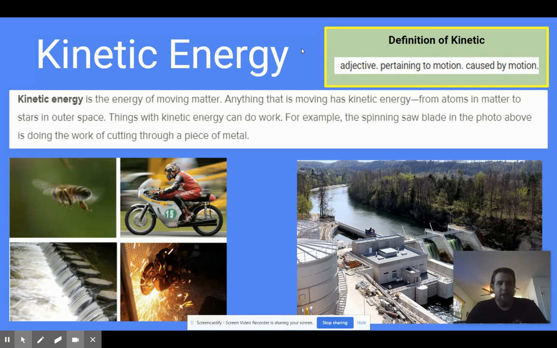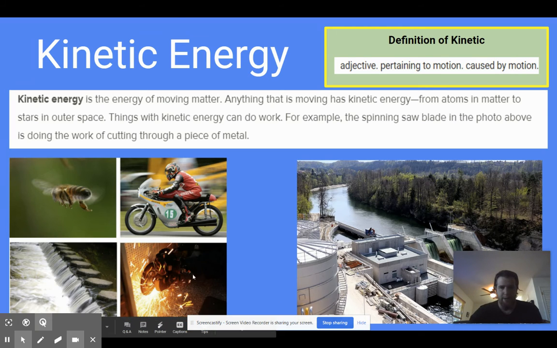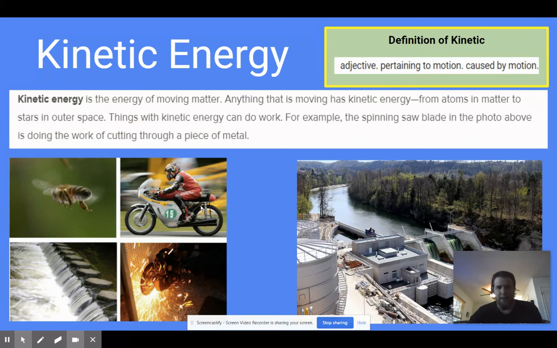Things with kinetic energy can do work. For example, they have it here, the spinning saw blade, which is doing work against the metal. This guy is doing work in his motion on the motorcycle. As water flows through the hydroelectric dam on the right here, it spins turbines, which creates energy. The key with all of this is that kinetic energy is the energy of motion. If something is in motion, it has kinetic energy. Say you were driving in your car: you in the car have kinetic energy.